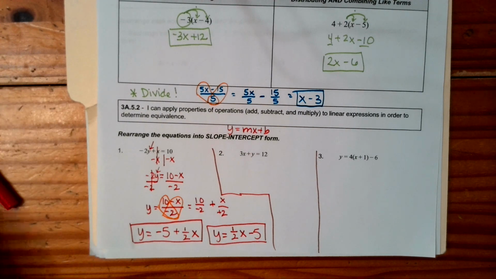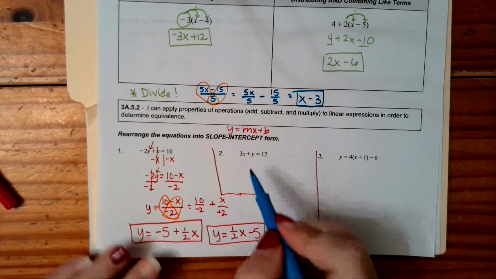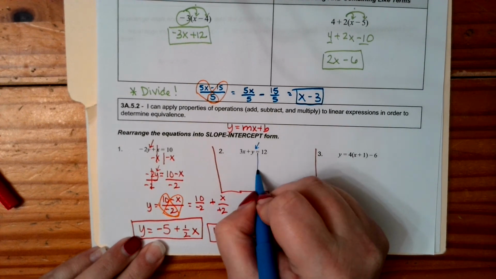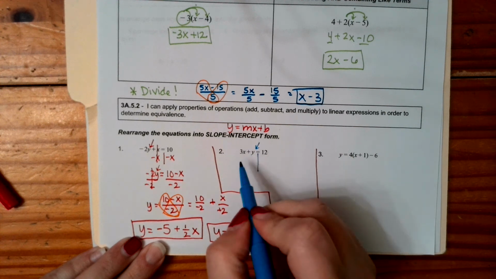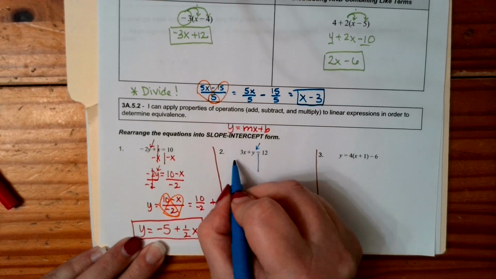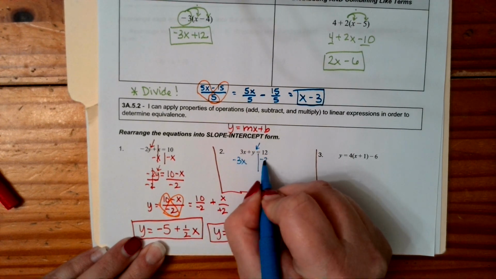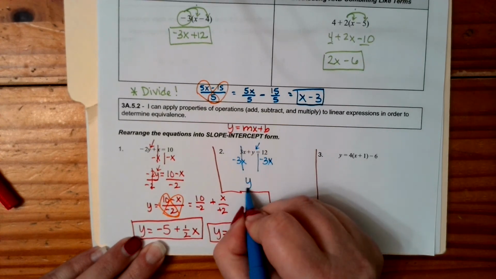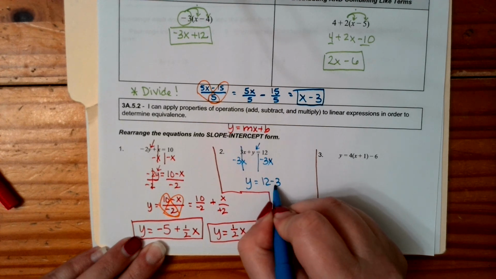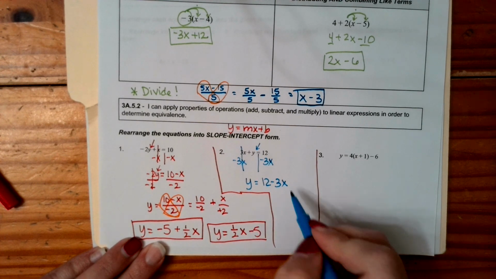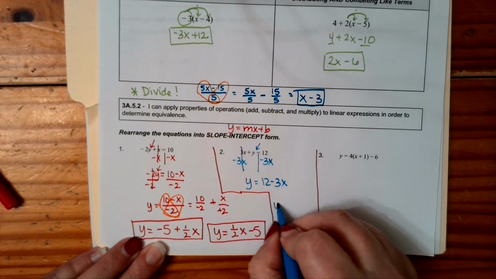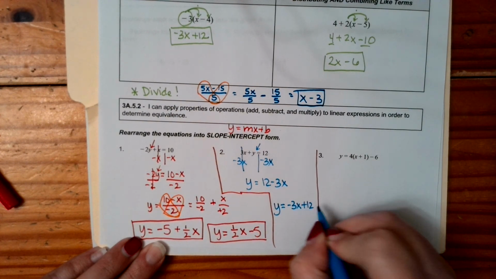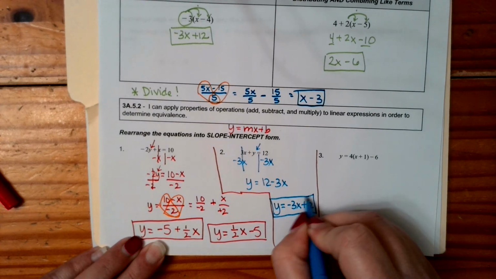So for question 2, we're still trying to get it into slope-intercept form. Here's the y that I'm looking for. So this one's actually a lot easier. We've got 3x plus y equals 12. So I'm going to subtract 3x from both sides. These cancel, and I'm left with y equals 12 minus 3x. Again, I usually like to have my x come first, my slope come first, so I'm going to rearrange it to be y equals negative 3x plus 12. And there's my answer. That one was nice and easy.